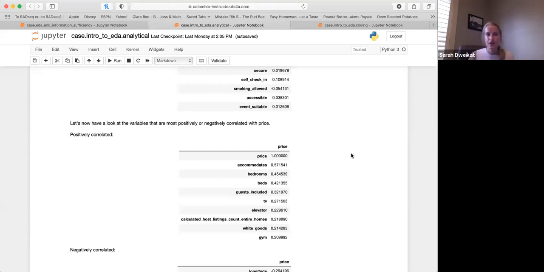With categorical variables, it's a little more difficult to do those correlations because it is binary, a yes or no. But we're looking for a general trend: do these places that have higher prices generally have parking or not?